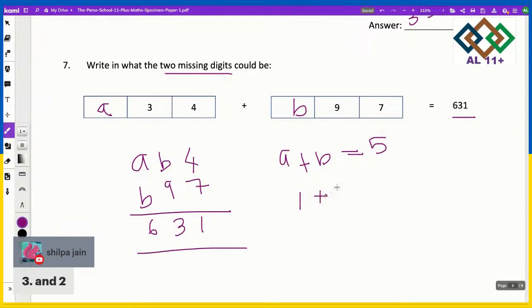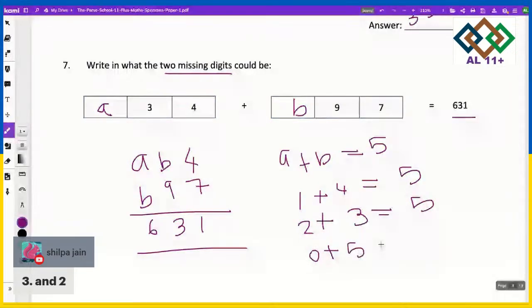That could be 1 plus 4 equals 5. Or could you do 2 plus 3, that equals 5. Or you could do 0 plus 5 equal to 5. So there could be different ways. Your answer would be different. 2 plus 2, you can't do that because that's 4. We need something which is equal to 5. So these are the possible values. There are a lot of possible values in this one, but these are the three that they want.